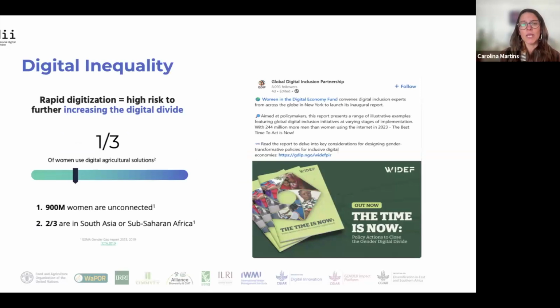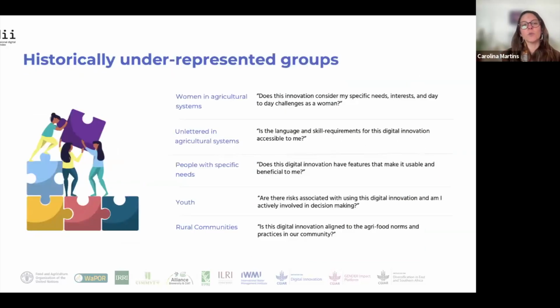One of the things that we already know is that digital inequality exists. It is also visible that we have a lot of people that are unconnected, especially women, and especially in South Asia and Africa. So the problem here is, although technology is moving so fast, this rapid digitization also brings the risk of further increasing the digital divide. While we want to make things more technological and closer to people, if we don't take into consideration their specific challenges, we can have unintended consequences and further open the digital divide and also the gender gap.